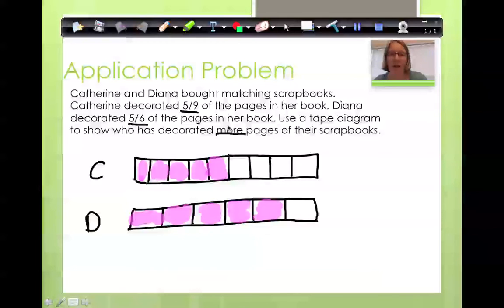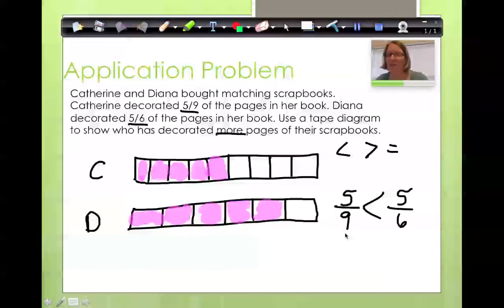Okay. Now, let's write this using less than, greater than, or equal to. Okay, so we had 5/9 and we had 5/6. The crocodile eats the larger piece, which would be 5/6. So we would say 5/9 is less than 5/6. Okay? All right, moving on.